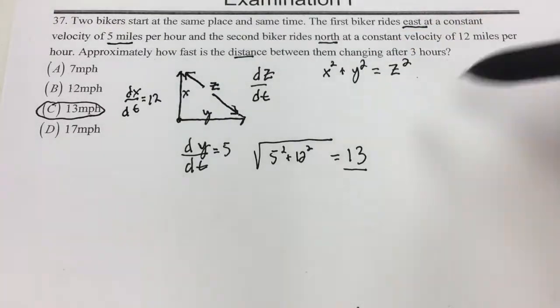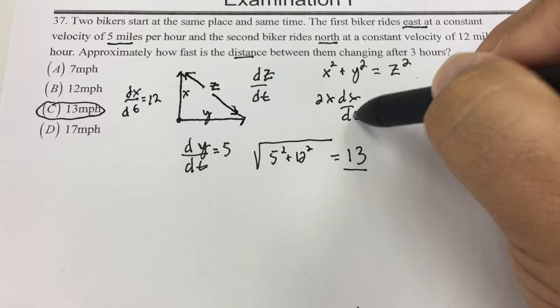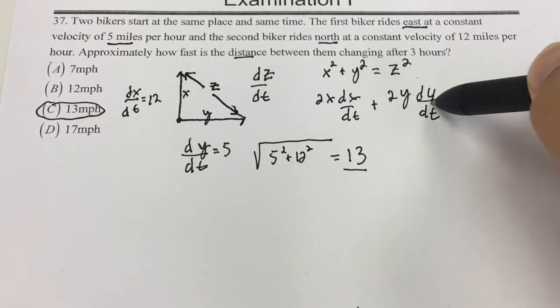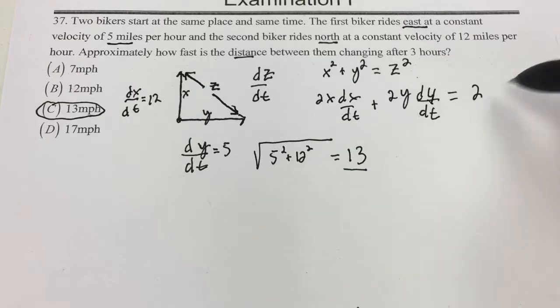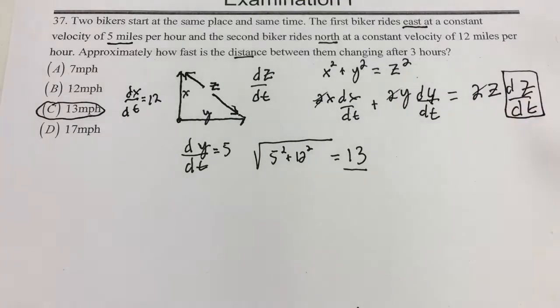I differentiate everything. Nothing's constant. The entire triangle is growing. So 2x dx/dt plus 2y dy/dt equals 2z dz/dt, and that's what I'm looking for. I know what the other values are. I'm looking for dz/dt. I can divide everything by 2 and eliminate the 2's.